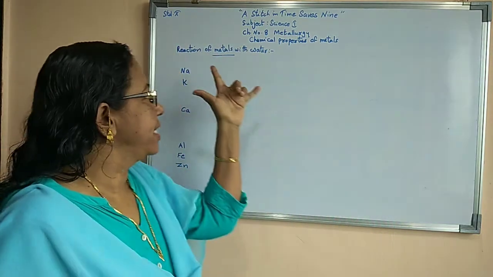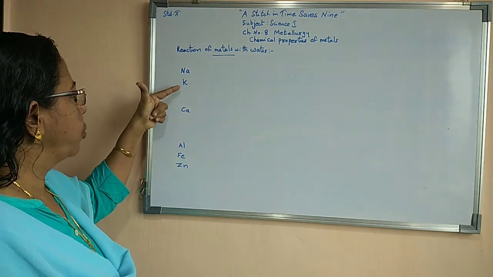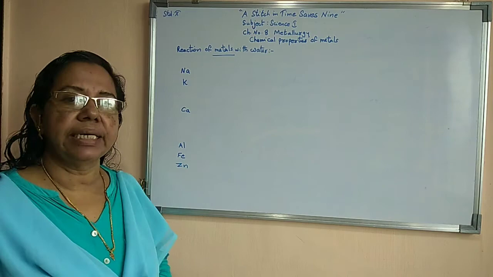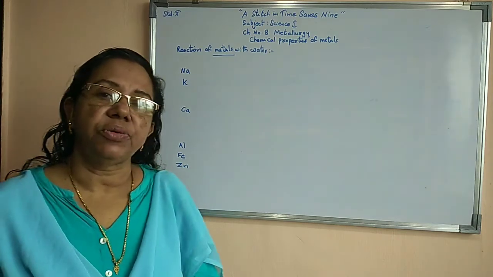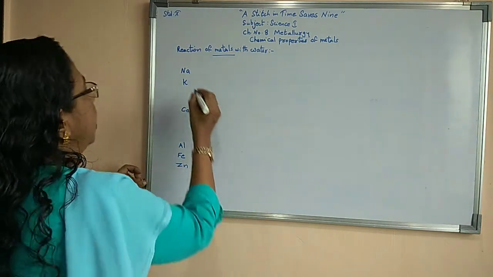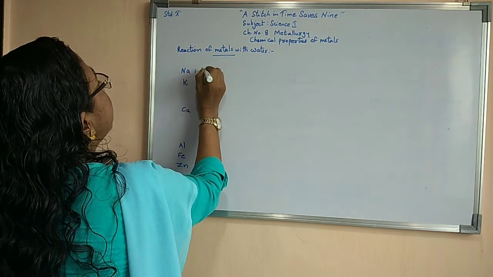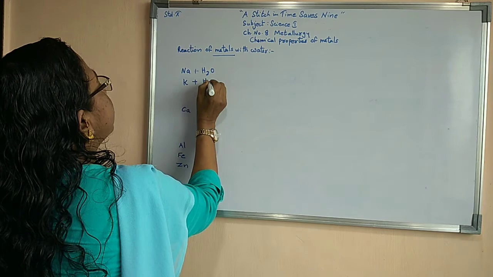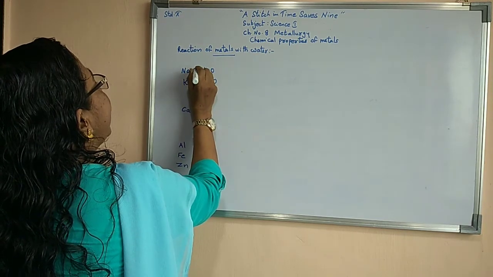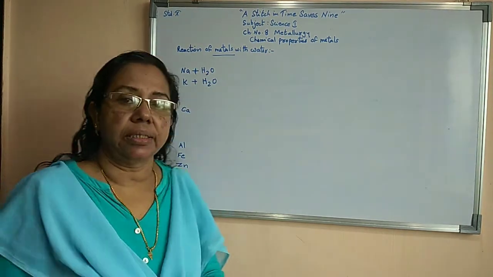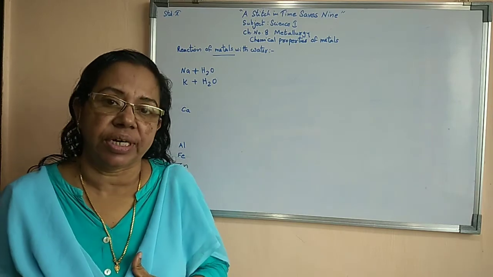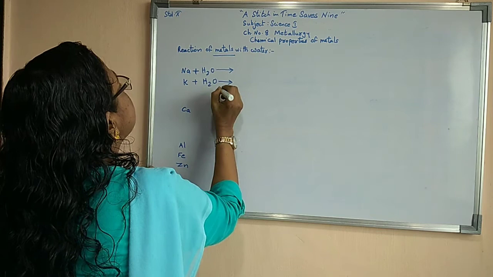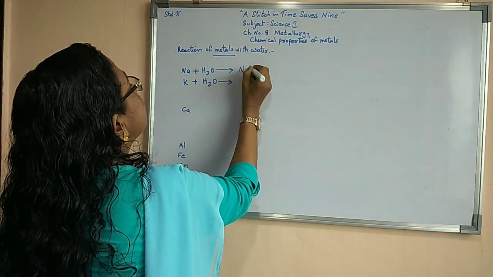Here are a few examples I have written: sodium, potassium, calcium, aluminium, iron as well as zinc. Now we'll see how they react with water. Sodium reacts with water, potassium reacts with water. Both of them react vigorously with water. Vigorously means highly reactive with water. As a result, they both produce their hydroxides.